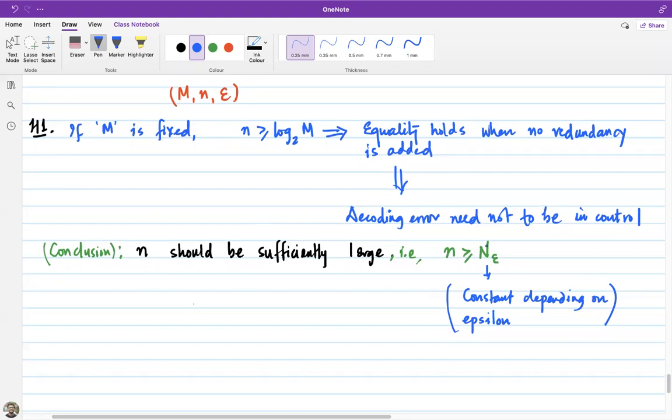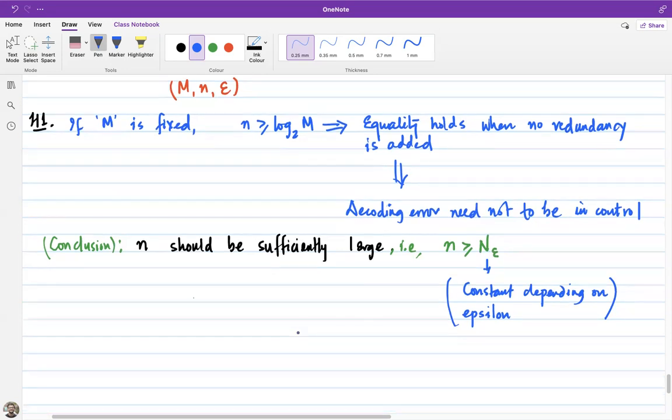So in that case, you need to add more redundancy to your code. And so n has to be at least this value, which is a constant, and that constant depends on this epsilon. Earlier it was epsilon equals 0.01, and this time it will be 0.001. So the constant that you see has to cross at least a minimum threshold, which depends on this epsilon. Okay, so that's the first heuristic.